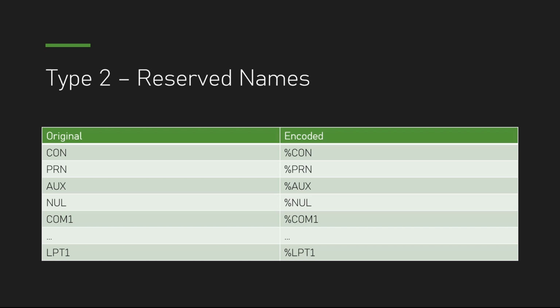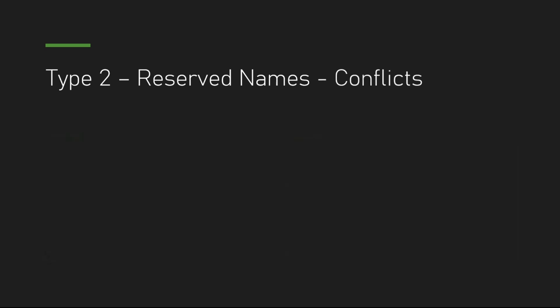So as a start point, let's try the idea of prefixing them with an escaper character. And as you can see on the table here, CON would be encoded to %CON, and so on and so forth. And now you know the routine. We need to verify if there are conflicts. Let's take NONE as an example. It will be encoded to %NONE.